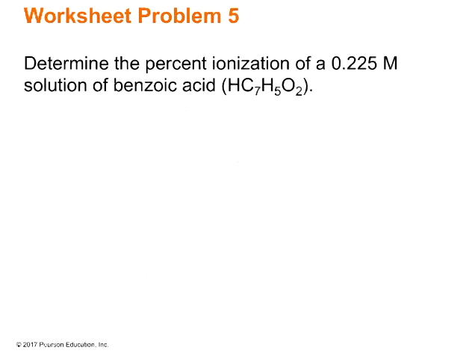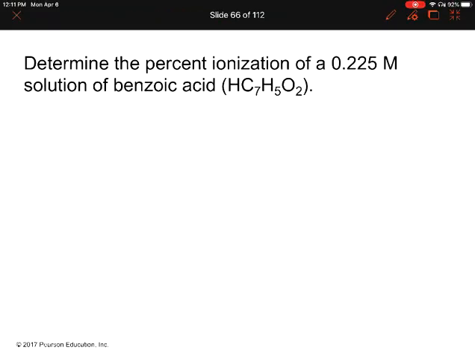Okay, now let's just do one more practice problem before we end the video. We're going to determine the percent ionization of a 0.225 molar solution of benzoic acid, which is HC7H5O2. And if you want to pause the video and try this problem on your own, you can. And then when you restart the video, we'll work on the problem together. Okay, so let's try this problem.